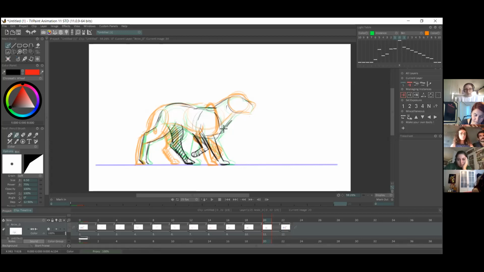So for example, I did the chest a bit low and the head. So I'm just gonna fix that.